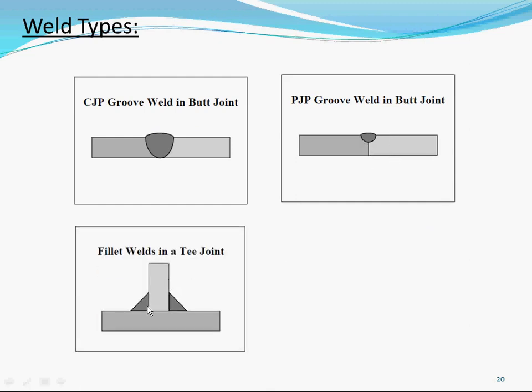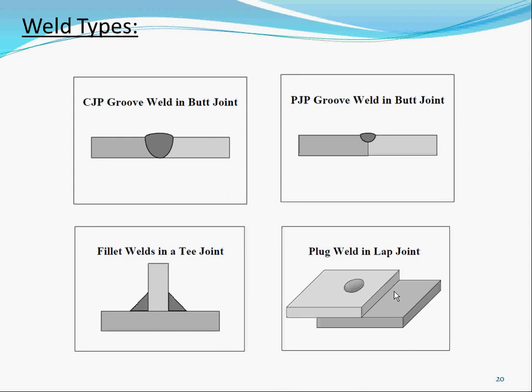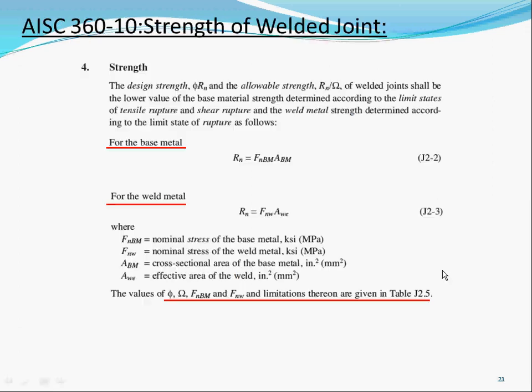You also have the fillet weld for the T-joints. That's what this one is, the fillet weld. And when you overlap it, you could either use a fillet weld here and a fillet weld on that side, or they use a plug weld to do both. This is for very thin materials. They have machines that stamp through and weld it this way.